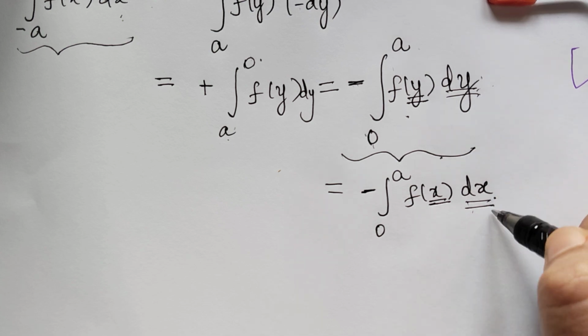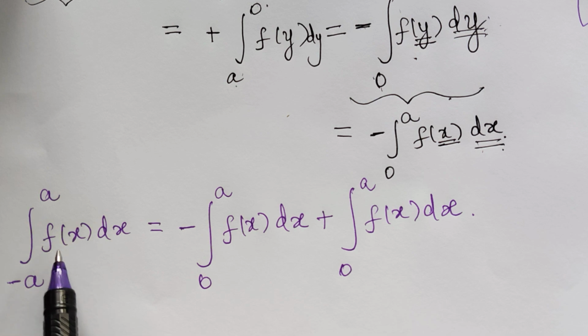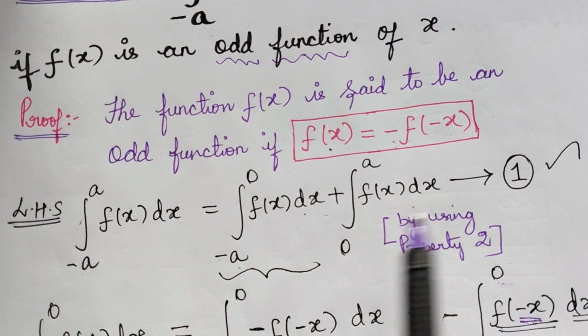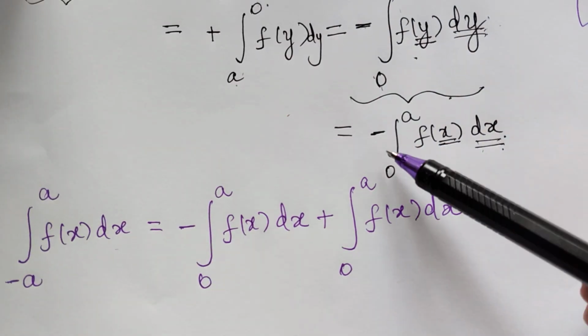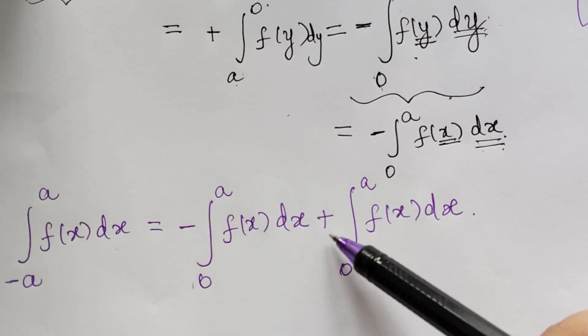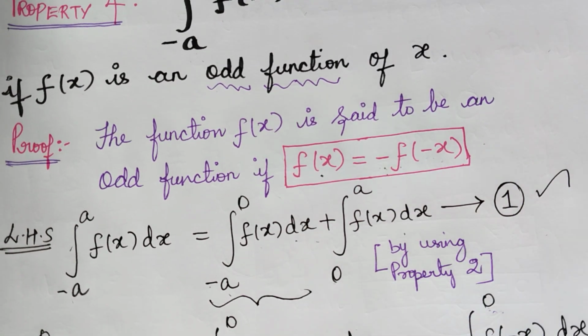On doing so, we get the integral from minus a to a of f of x dx, that is the left hand side of equation 1, and instead of this we replace it by minus integral 0 to a of f of x dx. So that we have replaced. Plus this integral comes as it is, integral 0 to a of f of x dx.